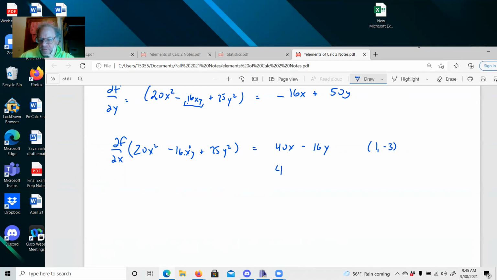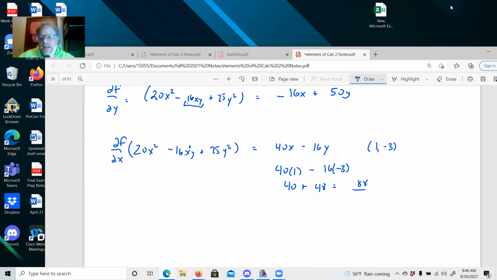Okay, so that's going to be 40 times (1 minus 16 times -3). So that's 40 plus, right? That's going to be 48. 16 times 3 is 48. Negative times negative is positive, so we end up with 88.